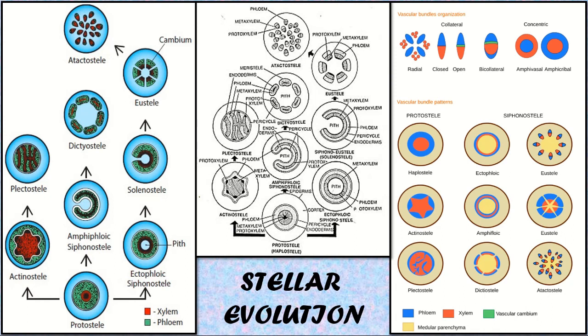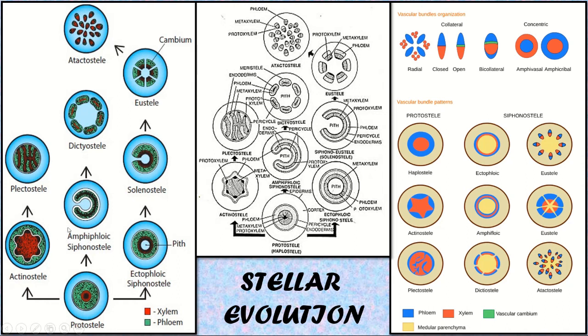So these three types of the stele, how do they evolve? Which is primitive and which is advanced? Here the protostele is a very primitive type of stele, and the siphonostele evolved from the protostele, and the solenostele evolved from the siphonostele, right? So this is a basic diagram of the evolution.